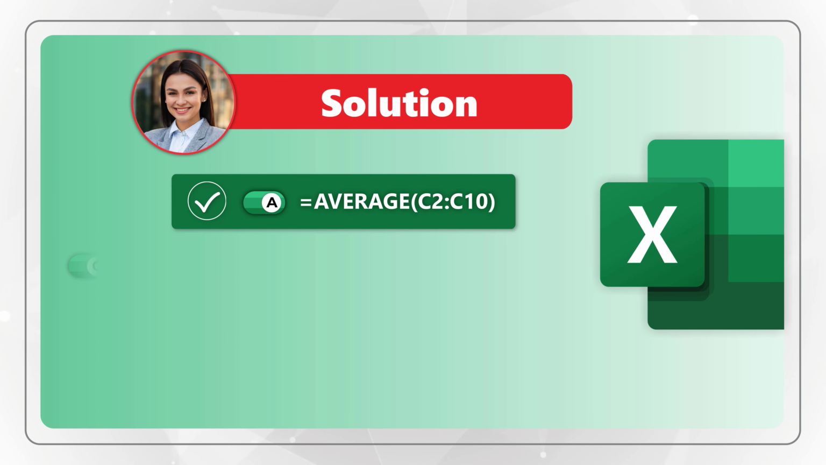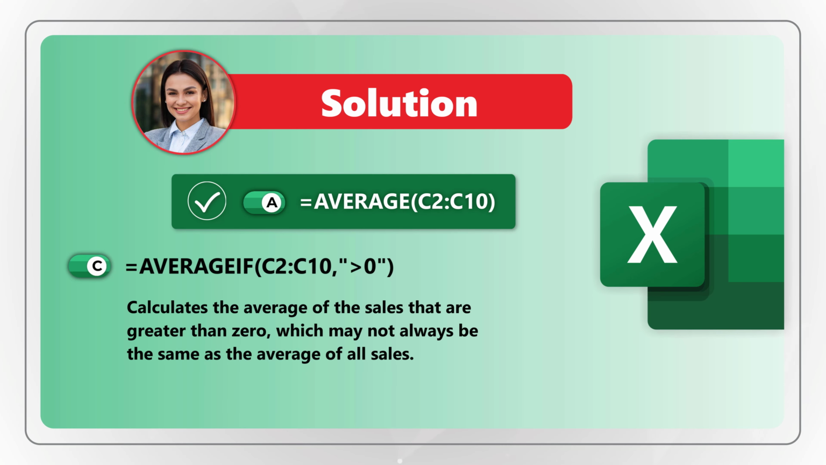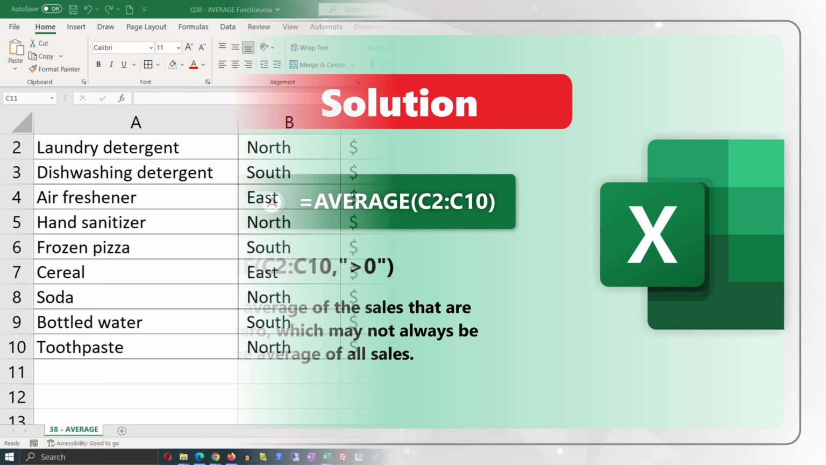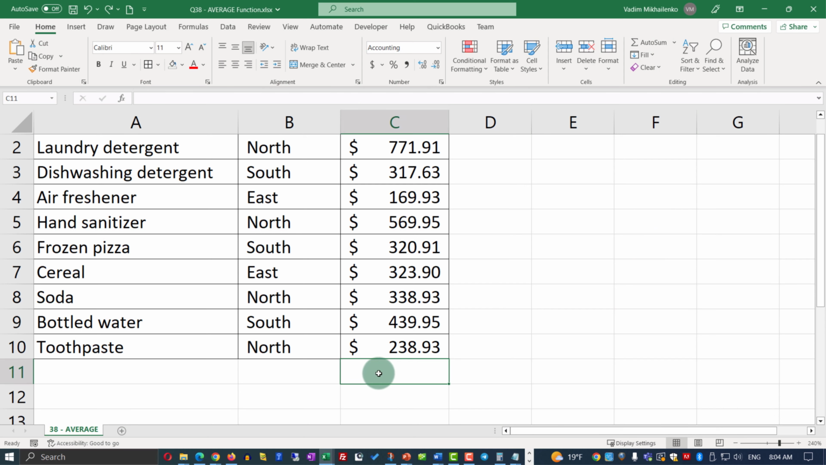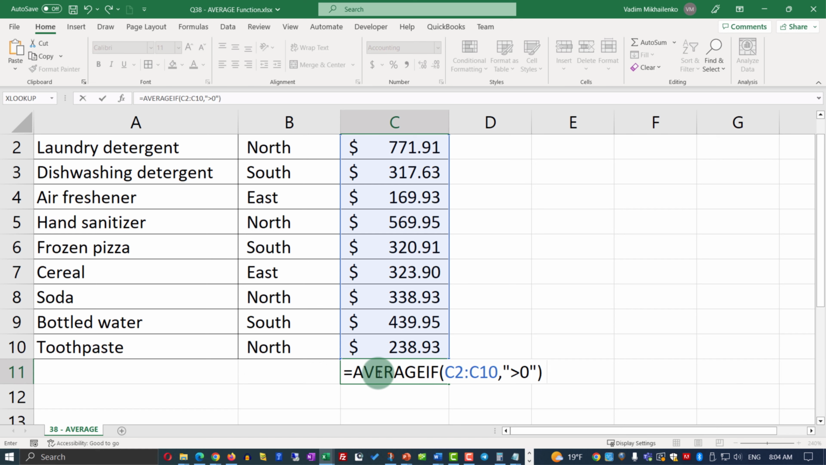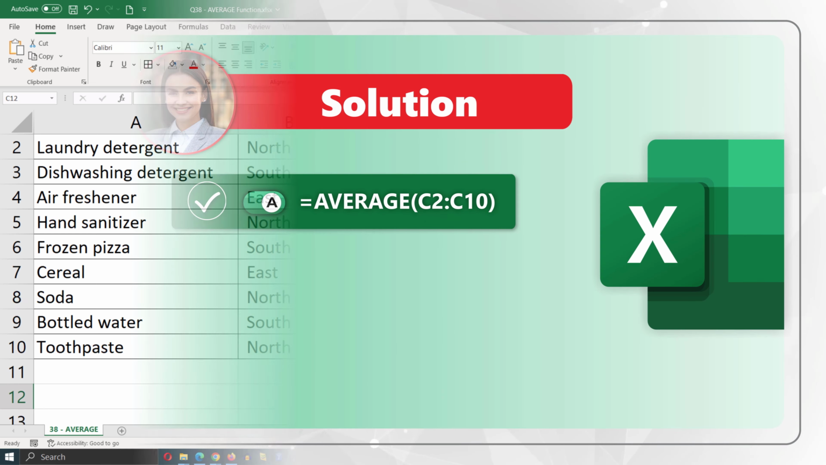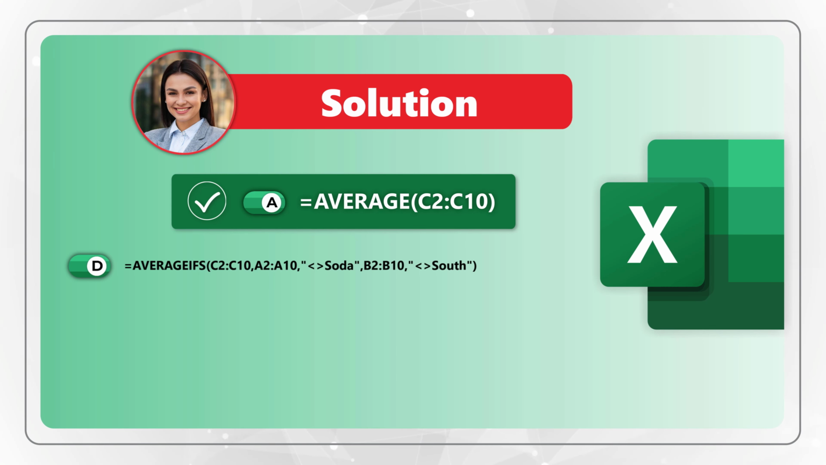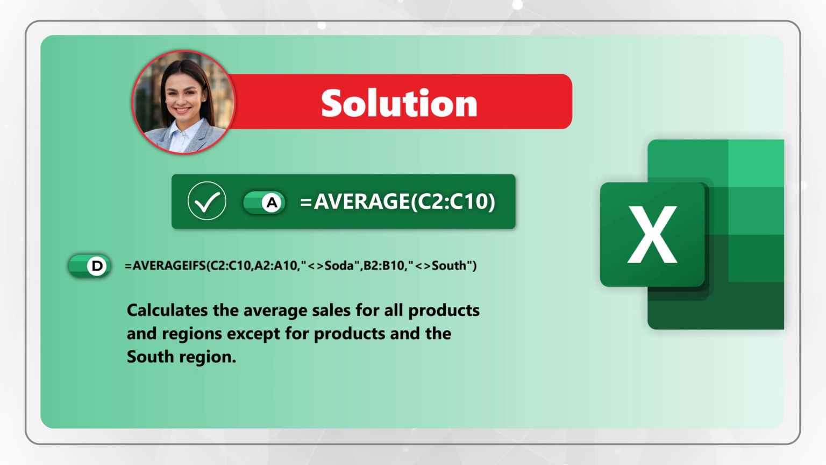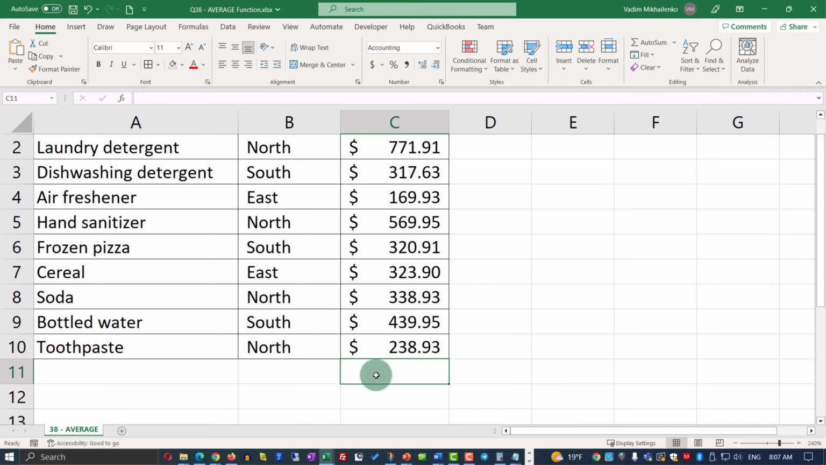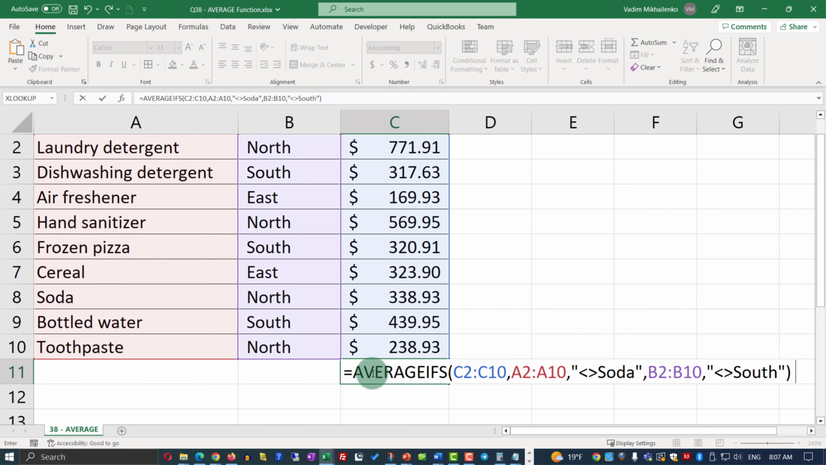What's interesting is that option C, AVERAGEIF with the values C2 through C10 and second parameter greater than 0, calculates the average of all sales that are greater than 0 and gives you the same result. But it's not a recommended option because the end result may not always be the same as the average of all sales. And the last choice, option D, AVERAGEIFS with all the parameters that we supply, calculates the average sales for all products and regions, except for the product soda and except the values in the South region. This is a more specific calculation than the average of all sales and does not represent the right answer.